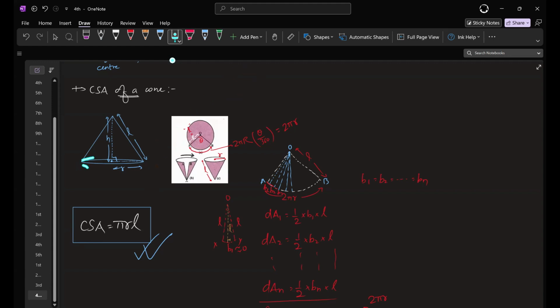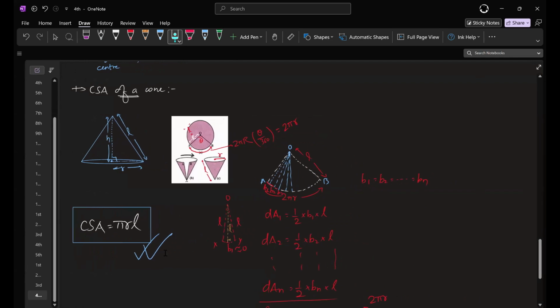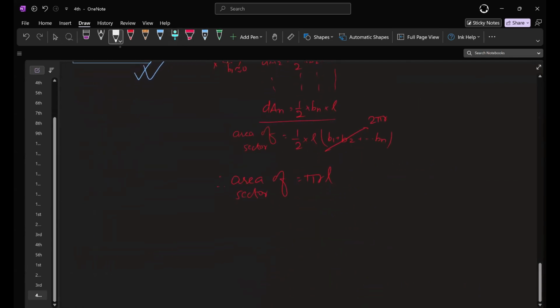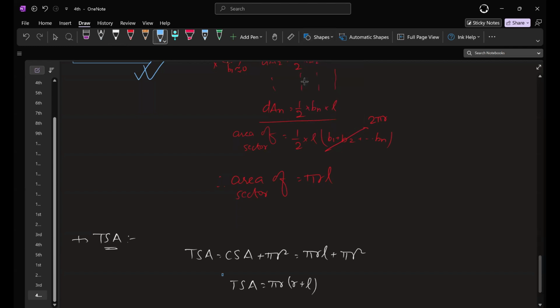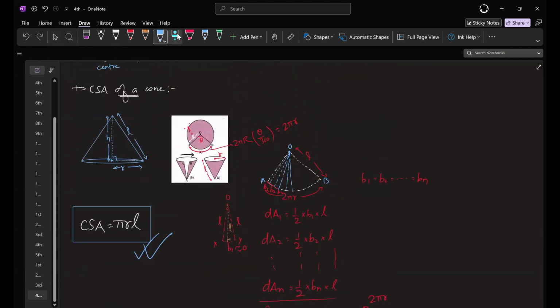So what will be this area? The bottom area will be pi r square. This will be the TSA formula. TSA will be equal to CSA plus pi r square. It means pi r l plus pi r square. It means TSA is going to be nothing but pi r (r plus L).